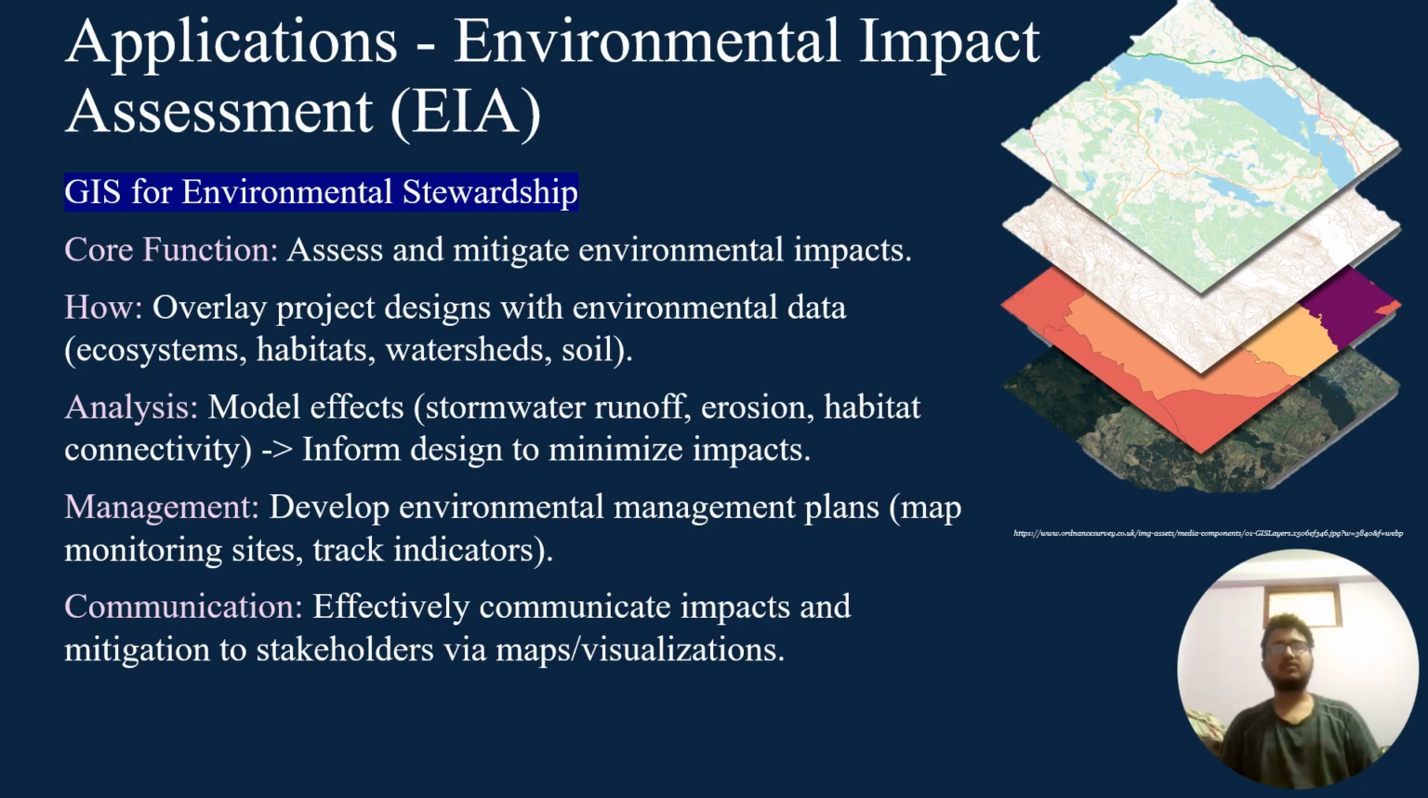Civil engineering projects inevitably interact with the natural environment, and GIS has become indispensable for assessing and mitigating environmental impacts. GIS enables engineers to evaluate the potential environmental effects by overlaying project designs with environmental data layers such as sensitive ecosystems, wildlife habitats, watershed boundaries, and so on, and soil types. This spatial analysis helps to identify potential conflicts and opportunities for environmental enhancement.